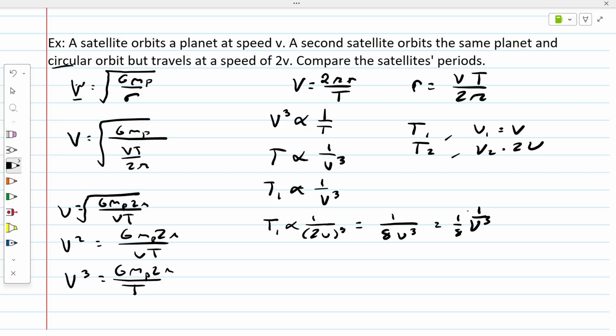And so we know that 1 over v cubed is proportional to just the original T, and this should be T2 also. So we can say that T2, or the second period, is 1/8 of the other period, which makes sense. The second period is shorter than the first period because it's moving faster, and the period is just how long it takes to get around the planet. So that would make sense.